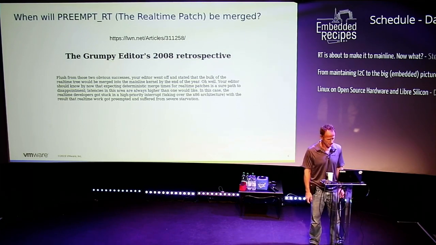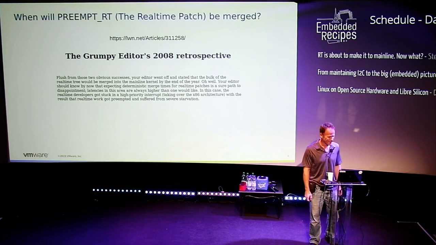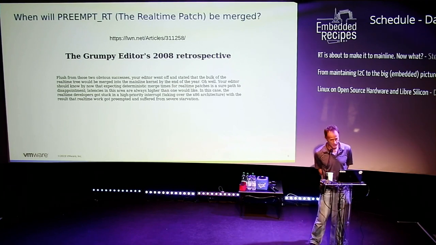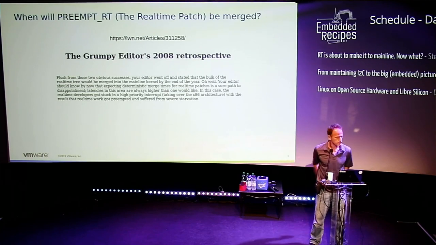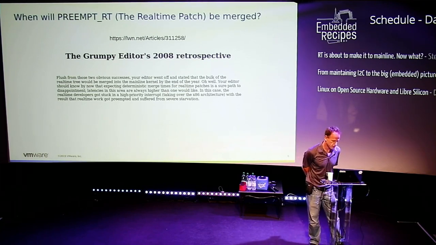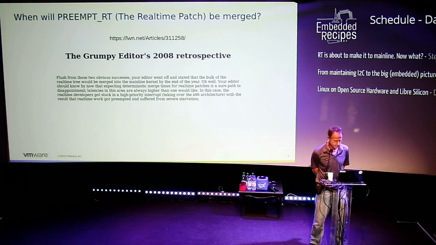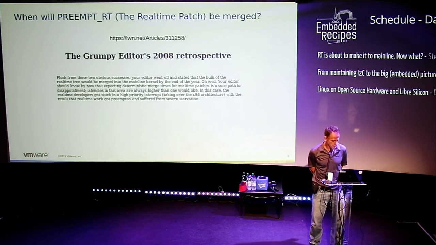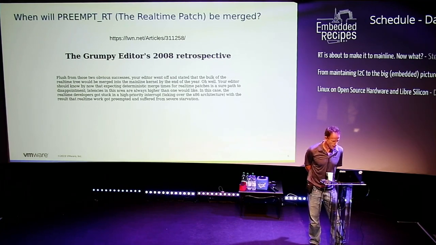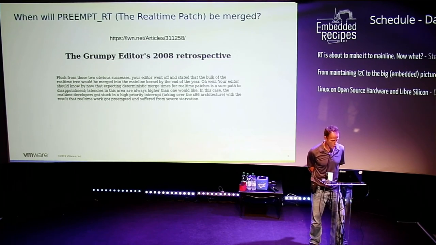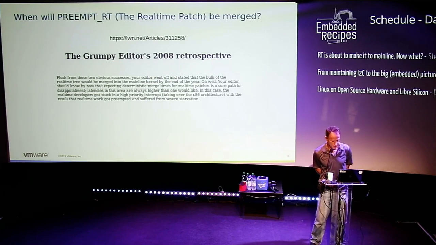Our pleasant editor turned into a grumpy one, and at the end of the year he wrote this, after making two other predictions that were obviously correct: flush from those two obvious successes, your editor went off and stated that the bulk of the real-time tree would be merged into the mainline kernel by the end of the year. Oh well. Your editor should know by now that expecting deterministic merge times from the real-time patches is a sure path to disappointment. Latencies in this area are always higher than one would like. In this case, the real-time developers got stuck behind a high-priority interrupt taking over the x86 architecture, which is a long story in itself, with the result that the real-time work got preempted and suffered severe starvation.